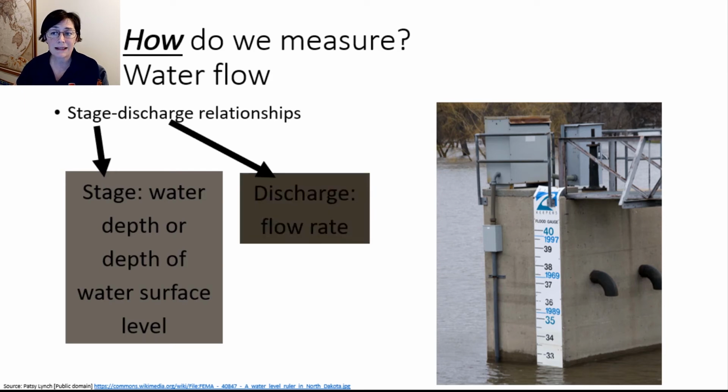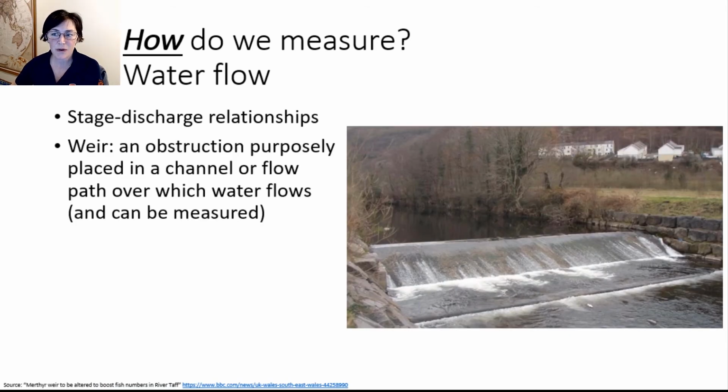So we develop a stage discharge relationship so that whatever the water depth is for a given stream or a tile drain, that water depth can be related to a flow rate. How do we relate stage or water depth to a flow rate? Enter the next concept, which is a weir. A weir is simply defined as an obstruction that's purposely placed in a channel or in a flow path over which water flows and over which that water can be measured.